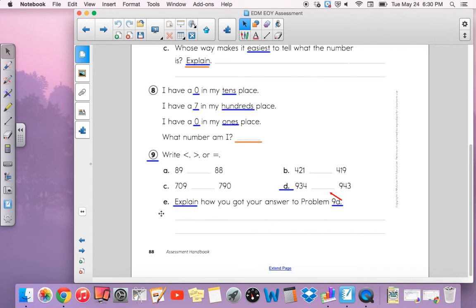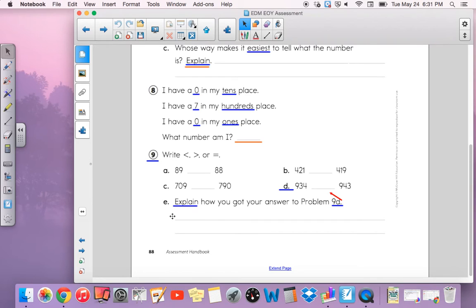Now we're going to look at letter E right here. Explain how you got your answer to 9D. So let's look at 9D, this one right here, 934 and 943. Can you explain how you knew which one was greater than the other one? How did you know what to put there?